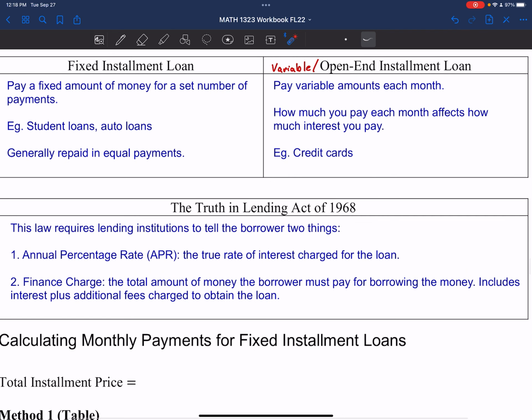the Truth in Lending Act in 1968 requires institutions to tell borrowers two things. The APR, or annual percentage rate, which is the true rate of interest charged for the loan. So they can't hide any interest rates in different wording. The APR encompasses the exact interest rate charged for the loan. Then the finance charge. The finance charge is the total amount of money the borrower must pay for borrowing the money. You could think about this as interest, and in fact, it actually includes the interest.